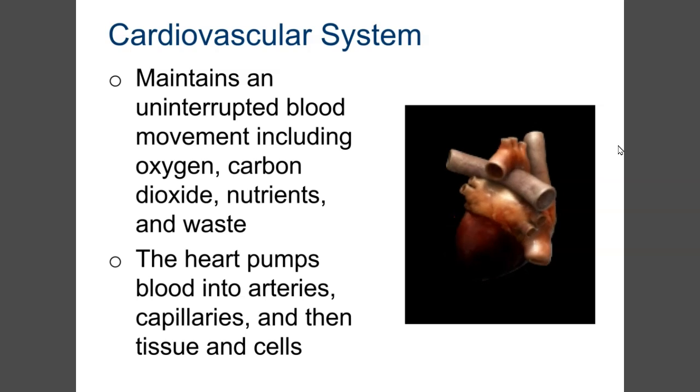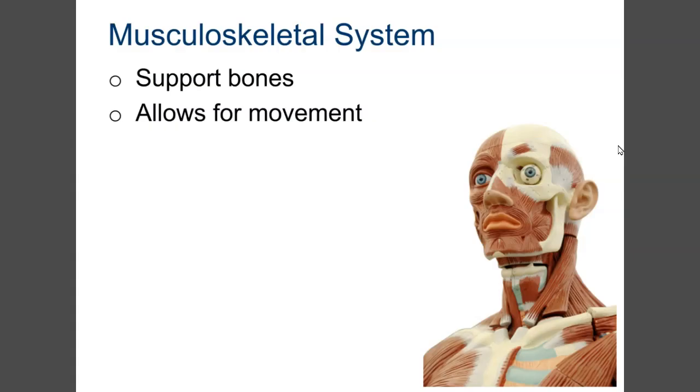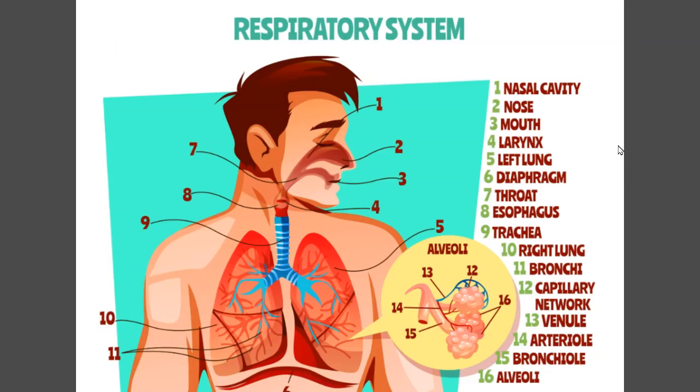That includes your heart, blood vessels, arteries, that sort of thing. You have your central nervous system, your brain, your spinal cord, and your nerves. You have your musculoskeletal system, so you have the bones and the muscles and the tendons and the ligaments that help you move about. The respiratory system, which allows you to take in oxygen and get rid of carbon dioxide, so all of your important body functions can proceed.